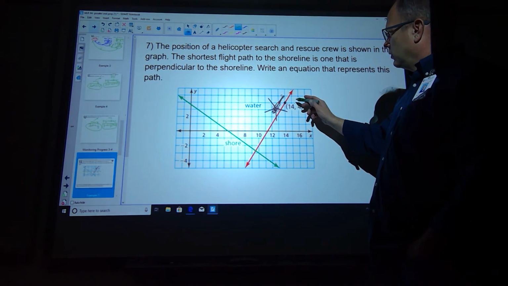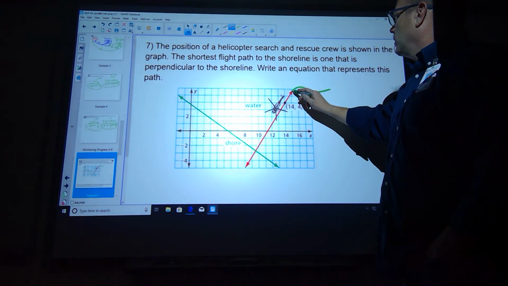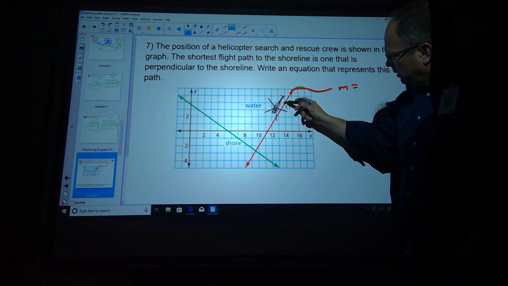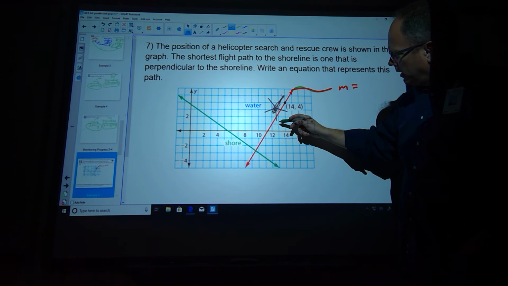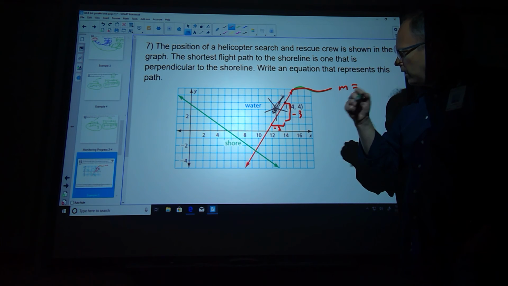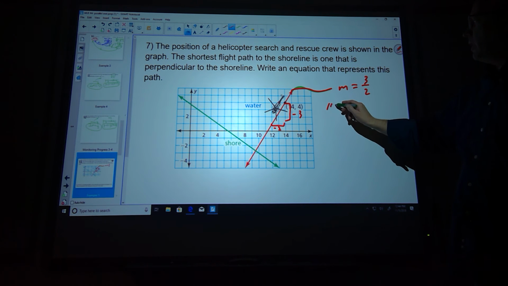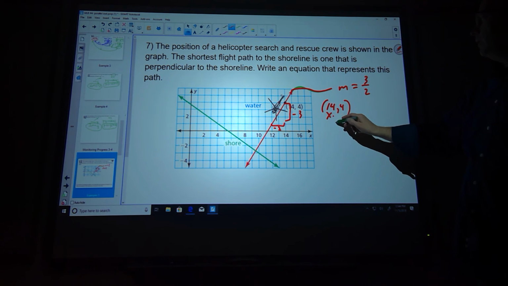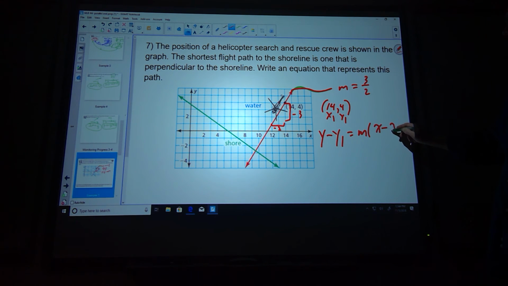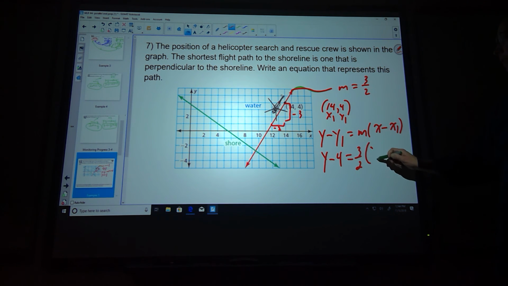Okay. So this is our line that we're going to do the equation off of. Maybe I should make that red. So let's figure out the slope of this first. Looks like I can go down 1, 2, 3. So down 3, left 2. So that's this as a slope. Then I'm going to use the point 14, 4. All right, so then y minus y1 equals m times x minus x1. So y minus 4 equals 3 over 2, x minus 14.